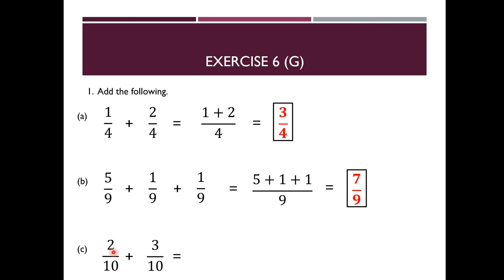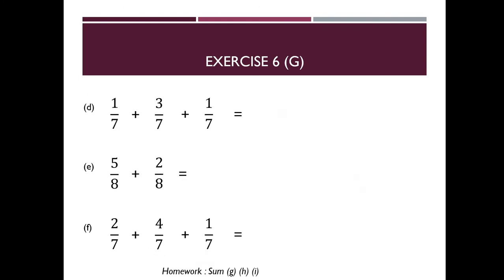So the third one is 2 upon 10 plus 3 upon 10. Now let's do it directly. 10 is going to remain the same. The denominator is going to remain the same. What we are going to do is add 2 plus 3. 2 plus 3 is 5. So the answer is 5 upon 10. Simple.